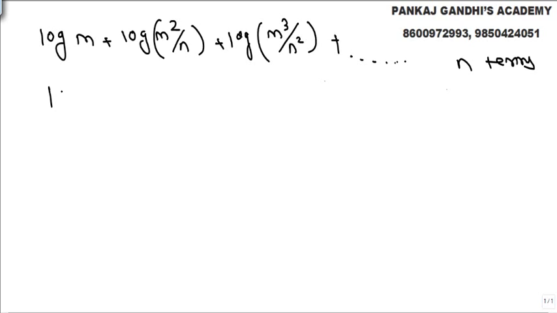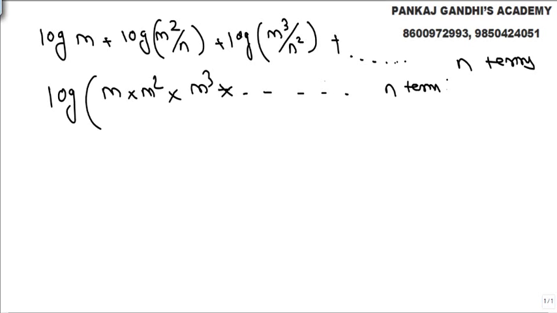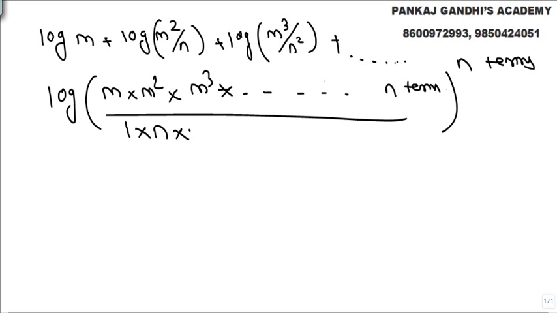Look, very straightforward question. Log a plus b plus c, we know, log multiplied, so m into m square into m cube, going on up to n terms. And here what do we get? 1 n square. So n terms will come, and this also will have n terms.